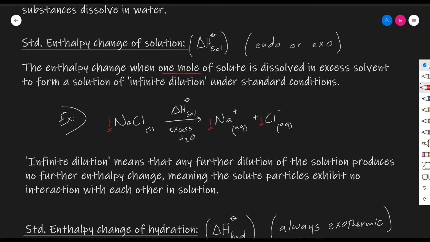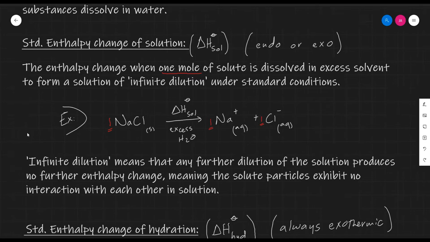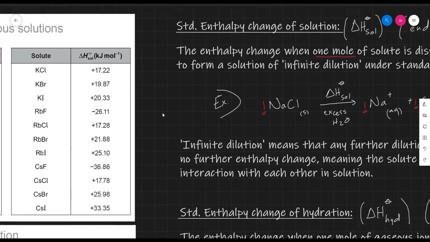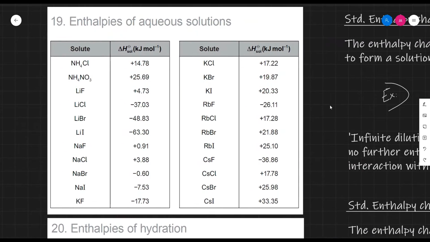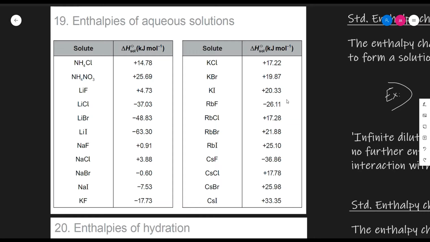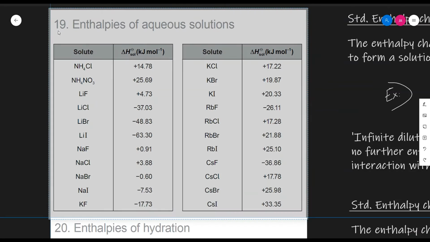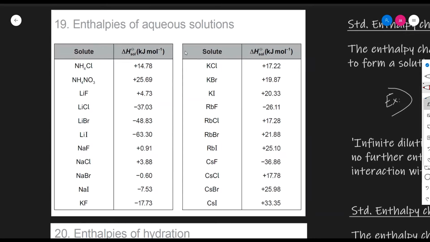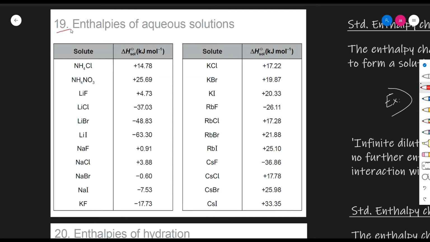I have also placed the data booklet values for the standard enthalpy change of solution values, and as you can see here, they have listed enthalpy changes of solution for many solutes, some of which are endothermic and some of which are exothermic. This is table 19 in the data booklet, which covers the enthalpy changes of solution of solutes. This definition has already been covered.